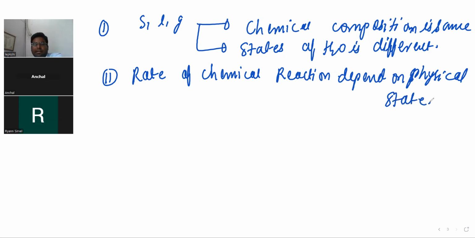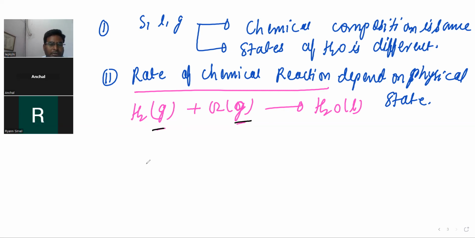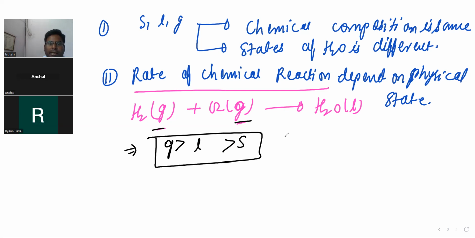So see how it depends on the rate of chemical reaction. Suppose there is gas. So we take hydrogen gas and oxygen gas to form water molecules, H2O liquid, right? So you can see here, I have taken liquid because liquid reacts fast as compared to solid. So the rate of reaction, who will do fast? Gas is more reactive, least reactive is solid, and liquid lies between these two. So this is the order of rate of reaction.